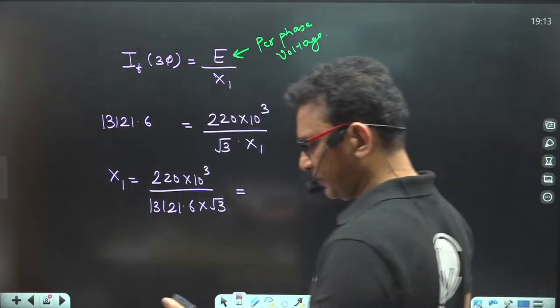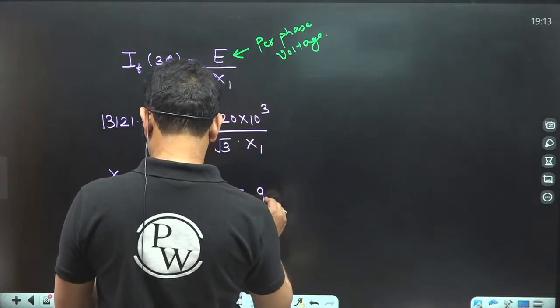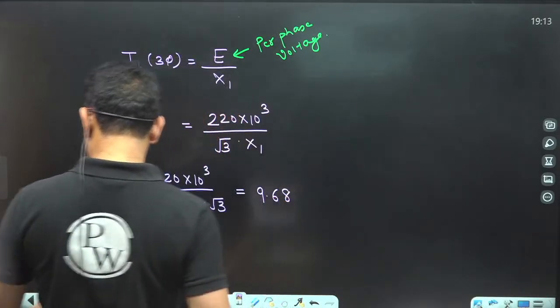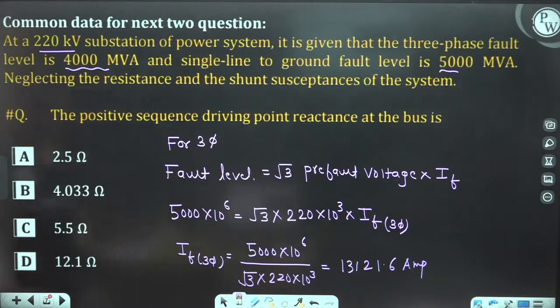That is a 9.68. 9.68 is the right answer. 5000 MVA, 220 kV. Let me check once again.